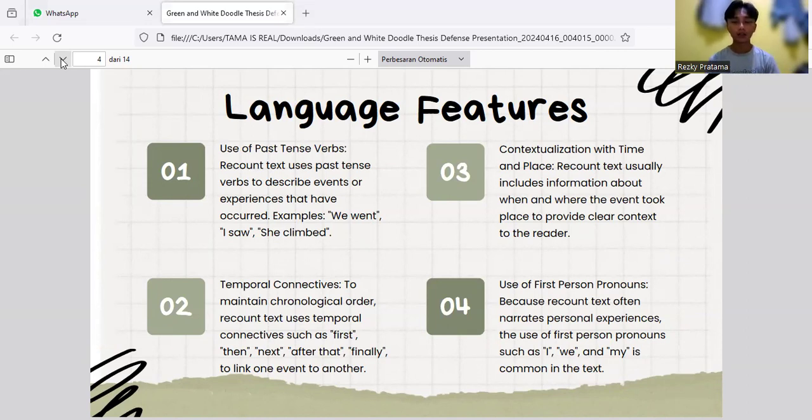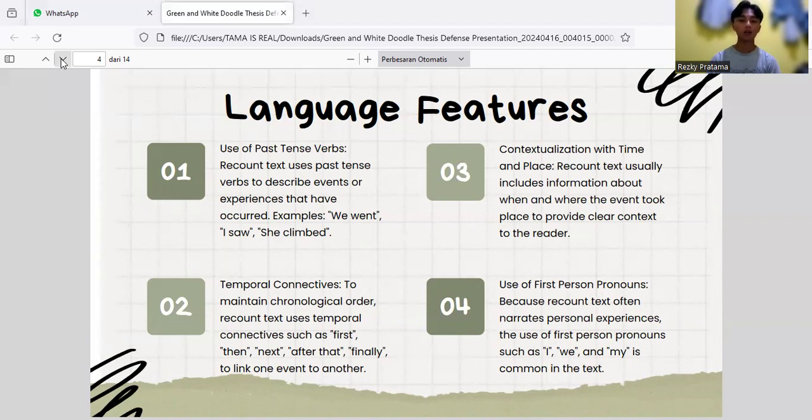Number three is contextualization with time and place. The text usually includes information about when the event happened or where the event happened in the past, and when and where the event took place, to provide clear context to the reader.